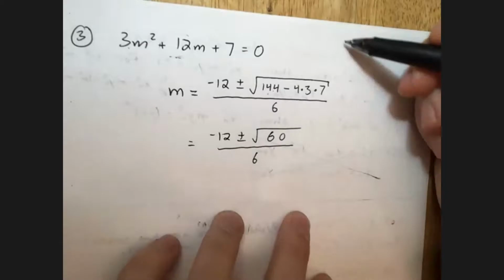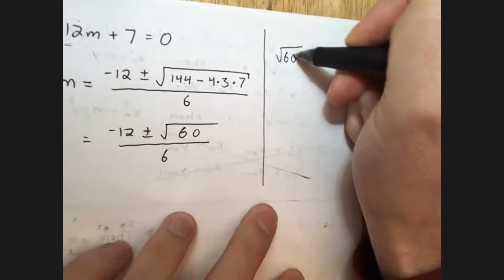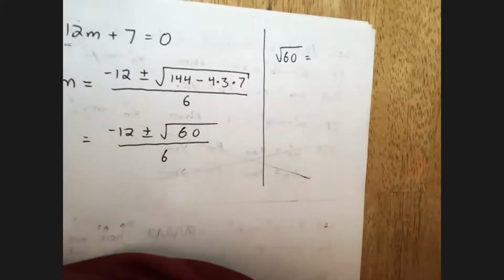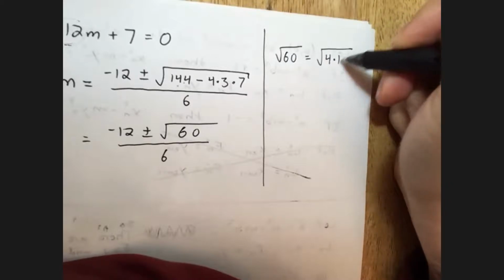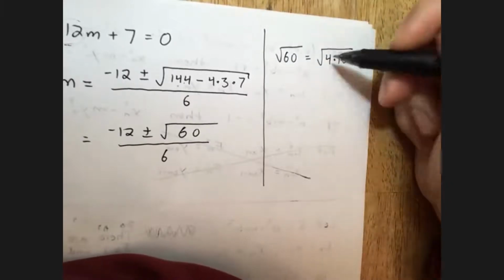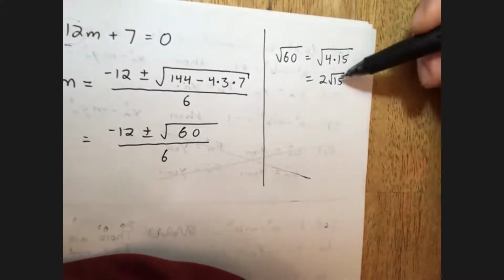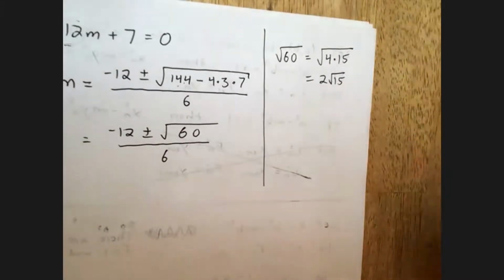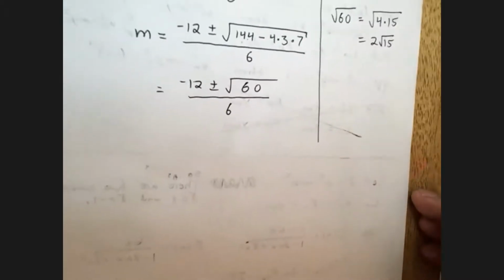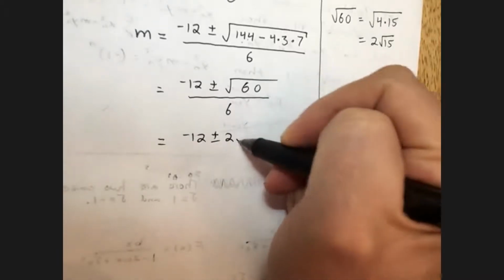All right, let's do that on the side here. What's the square root of 60? Can we simplify that? Well, can we factor out a perfect square? Well, yeah, it's divisible by 4, right? So root 60 is root 4 times 15. And I know what the square root of 4 is, it's 2. So that's 2 root 15. And 15 doesn't have any perfect square factors, so that's as good as we can get here. Okay, so that's what we're going to put in there. In place of 60, we're going to write 2 root 15.